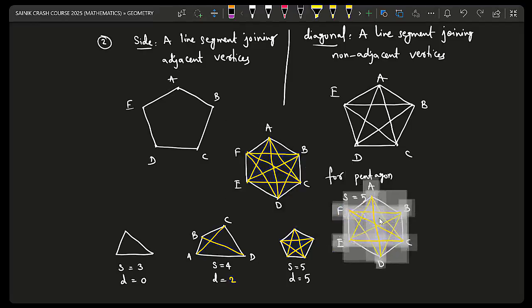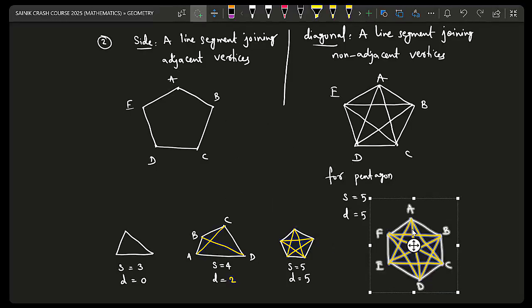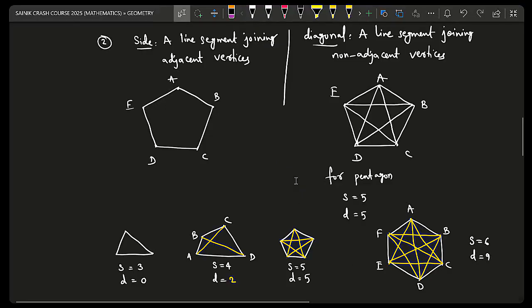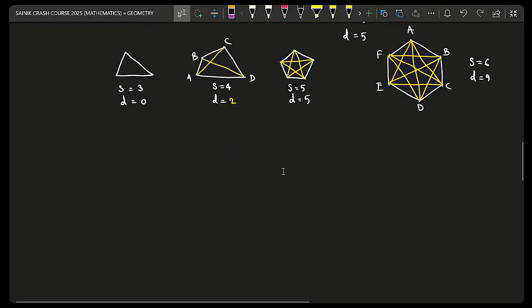So let me put it here. The number of diagonals we got is 9. Let's write here: the number of sides of a hexagon is 6 and the number of diagonals is 9. But if they ask you to find the number of diagonals of a polygon having 20 sides, we cannot draw all the 20 sides and start counting the number of diagonals.